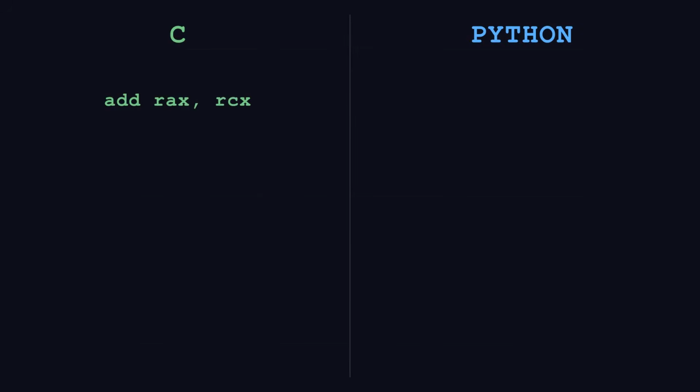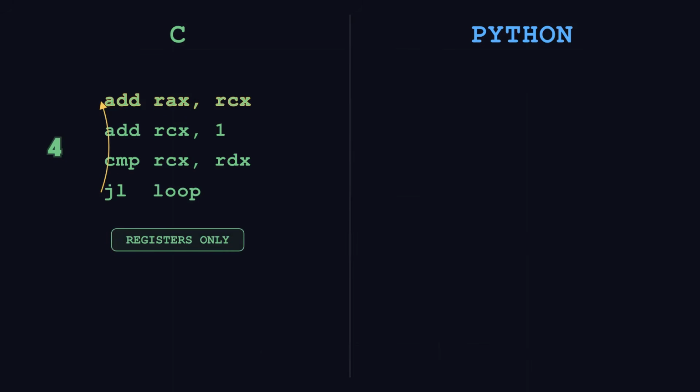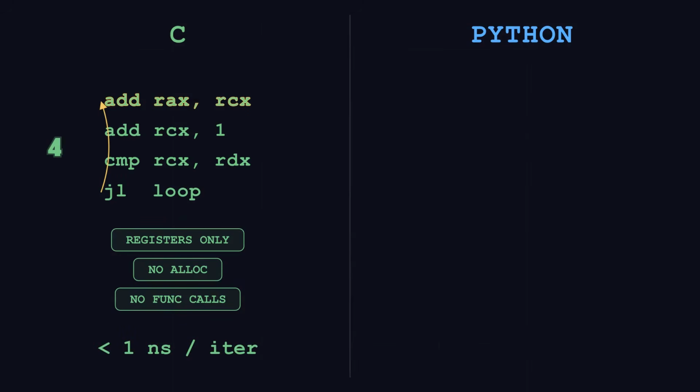Here is the C loop after optimization. 4 instructions. Add the index to the sum. Increment the counter. Compare. Jump back. That is the inner loop. Registers only. No allocation. No function calls. The CPU tears through 1 iteration every fraction of a nanosecond.